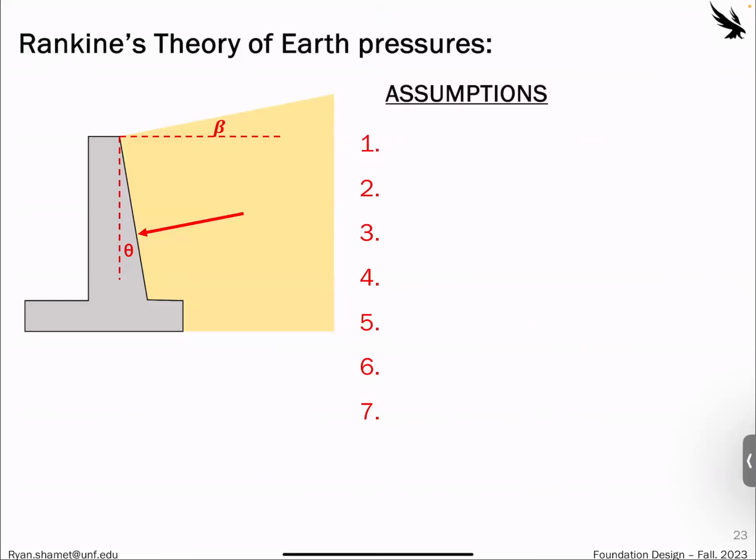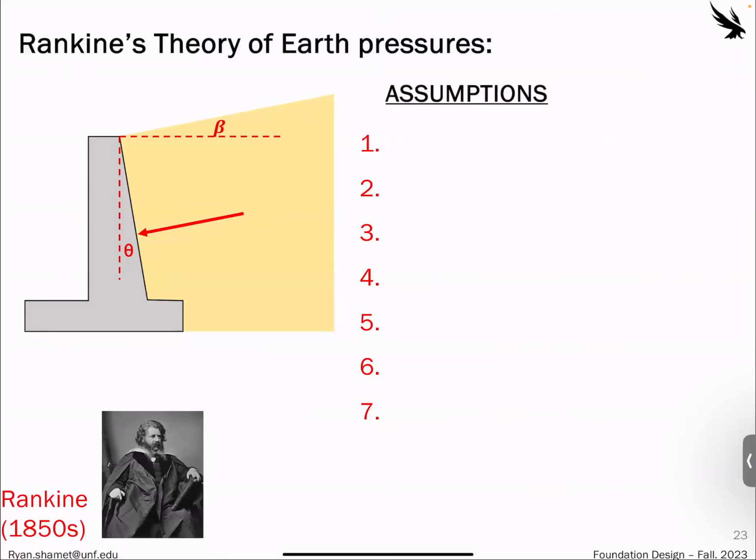So we stopped here on Rankine's theory, from the 1850s. He assumed a bunch of things to make life a little bit easier. First one being that the soil is homogeneous and isotropic. You'll see this occur quite a bit. Homogeneous just means it's all the same material, so it's going to have a set density, set friction angle, set cohesion.